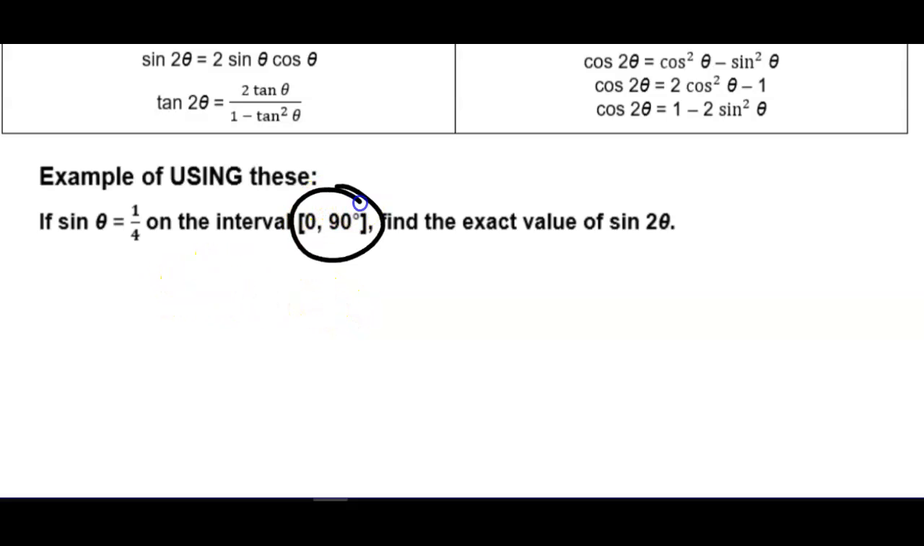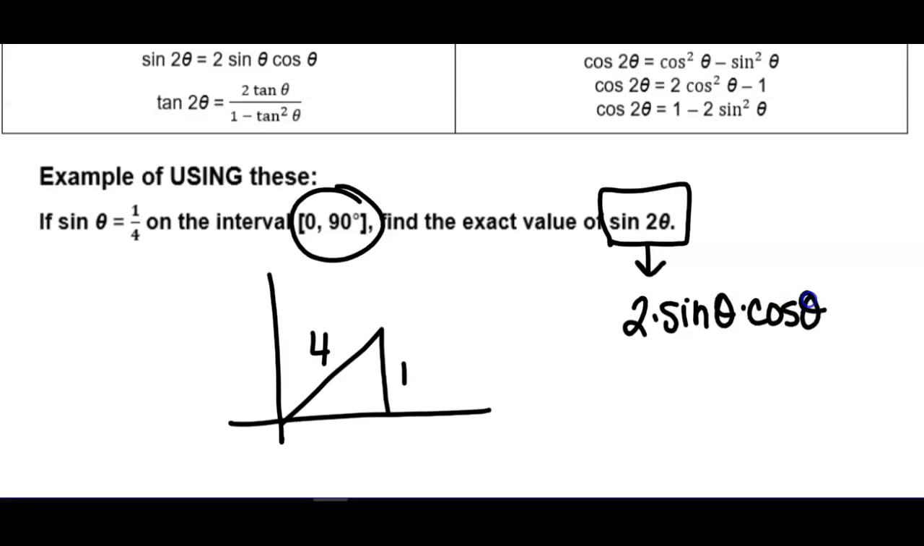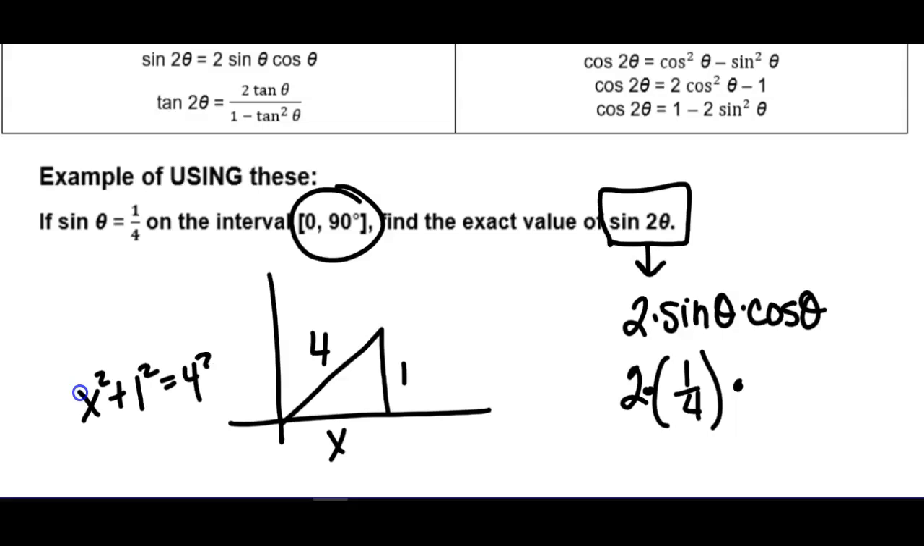All right, it says we have an angle between 0 and 90, so we're in the first quadrant. It says the sine is 1/4. So if I draw a bow tie triangle and I label opposite over hypotenuse, now I'm supposed to find the sine of 2 theta. The trade for that is 2 times the sine times the cosine. Well, I know the 2, I know the sine, but I have to figure out what the cosine would be by completing this picture. So x squared plus 1 squared equals 4 squared. This is 16, so I get 15.